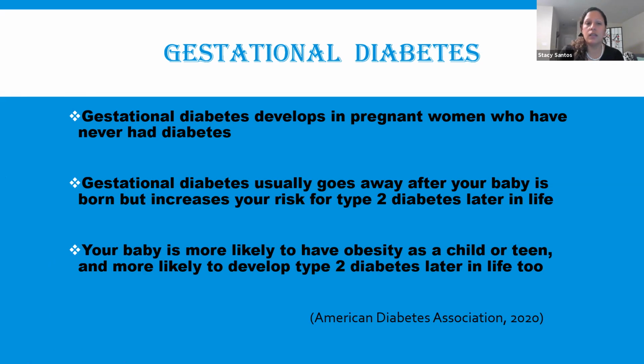And your baby is more likely to have obesity as a child or teen, and is more likely to develop type 2 diabetes later in life too, which would have much to do with the genetic component of that. And you know, now that's being inherited by them. So definitely if you've ever had gestational diabetes, and there may be people in this group who have, you definitely want to maintain, because it's not necessarily gone. And that's the important message on this slide. It's not necessarily gone. So you still want to be mindful as you move through your life to be conscious of those things that you can do in order to prevent type 2 from developing. Next slide.